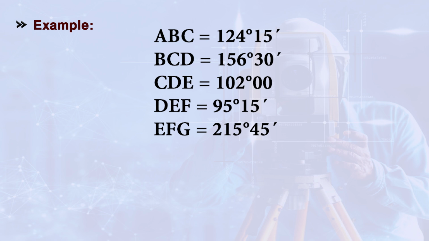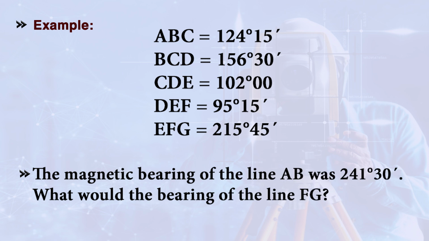Now, we will take another example in which the angles have been provided in the clockwise direction in an open traverse. So, we have been given the included angles: angle ABC, angle BCD, angle CDE, angle DEF, angle EFG. And we have also been given the magnetic bearing of line AB as 241 degree 30 minutes, and we have to calculate the bearing of the line FG.